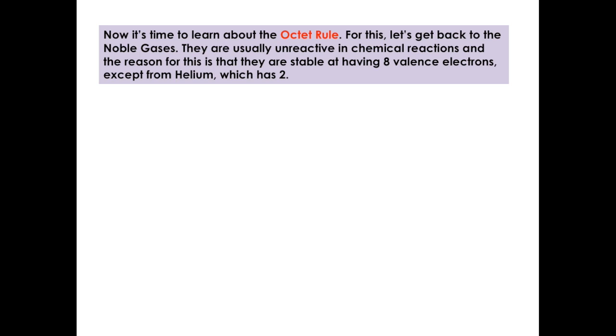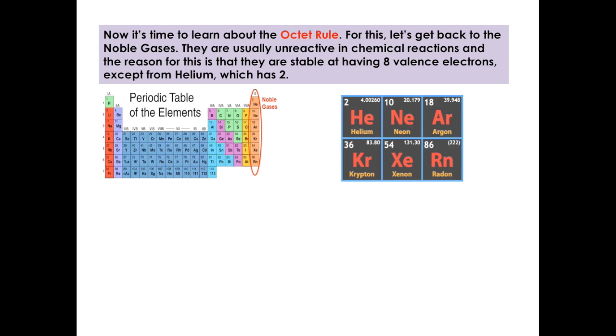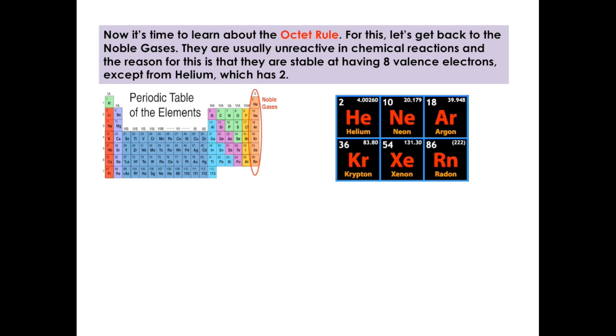Now it's time to learn about the octet rule. For this, let's get back to the noble gases. They are usually unreactive in chemical reactions, and the reason for this is that they are stable at having 8 valence electrons, except for helium, which has only 2. The noble gases, as you can see, are helium, neon, argon, krypton, xenon, and radon.